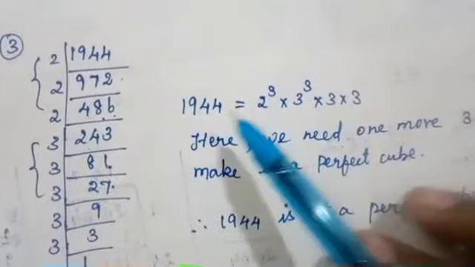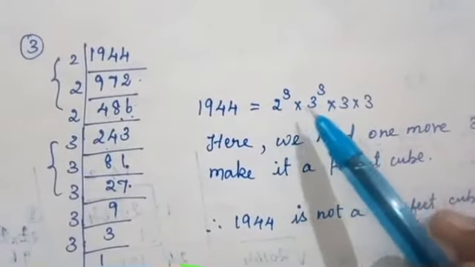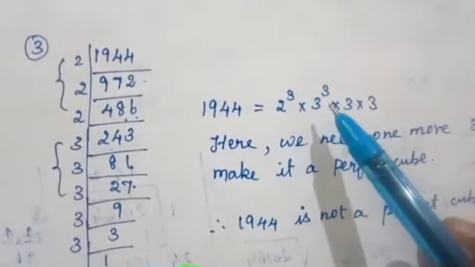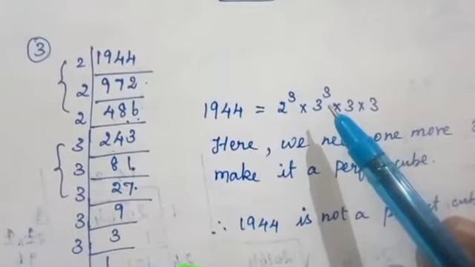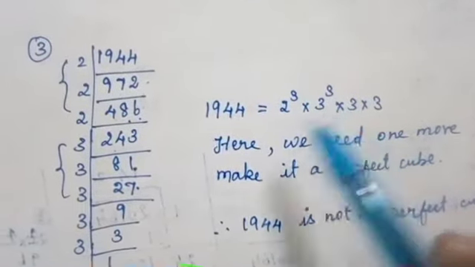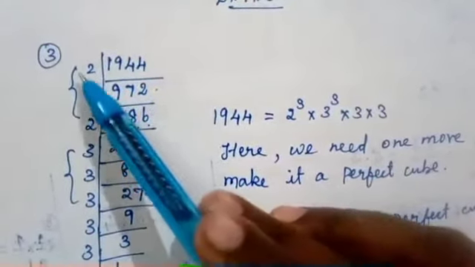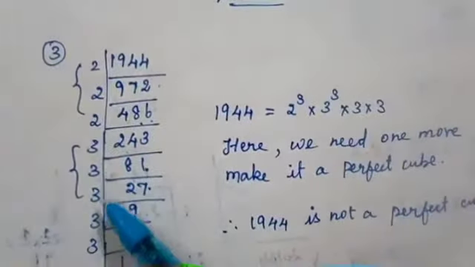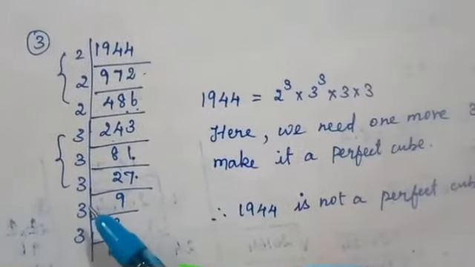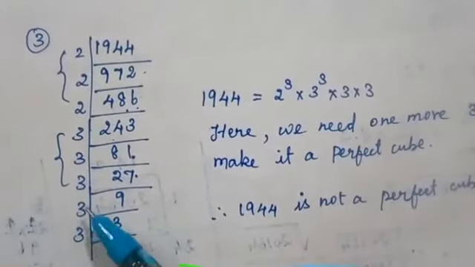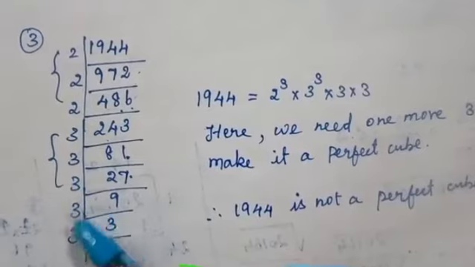Now this 1944 you have to make into a cubic number. For one group you have to make 3 numbers. So here, 1 2 3, this is one group. Next, the remaining 3s, 2 3s are there, 3 into 3. This is not our group.